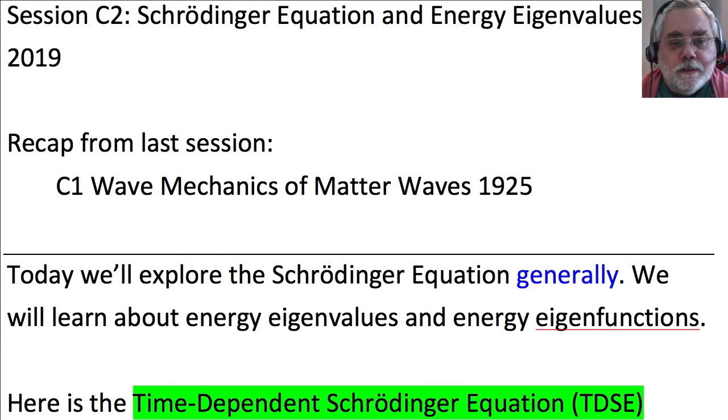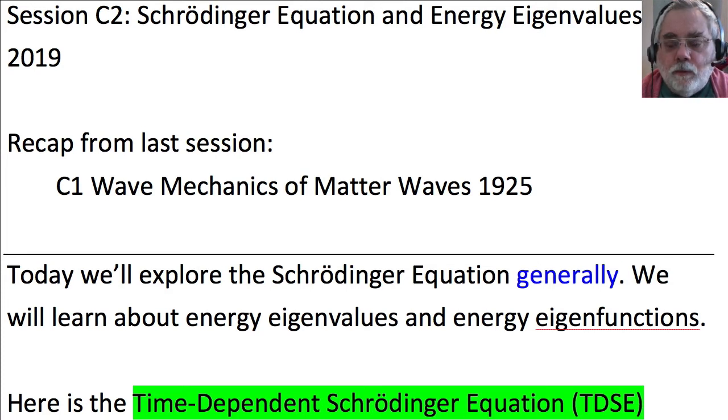This is session C2, Schrodinger Equation and Energy Eigenvalues. Last time we did wave mechanics of matter waves. We used the free particle in one dimension to develop the Schrodinger equation. Today we're going to explore the Schrodinger equation generally. We will learn about energy eigenvalues and energy eigenfunctions.